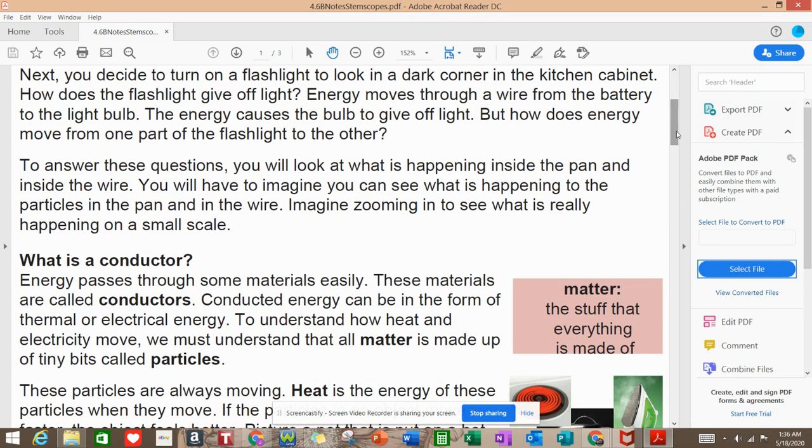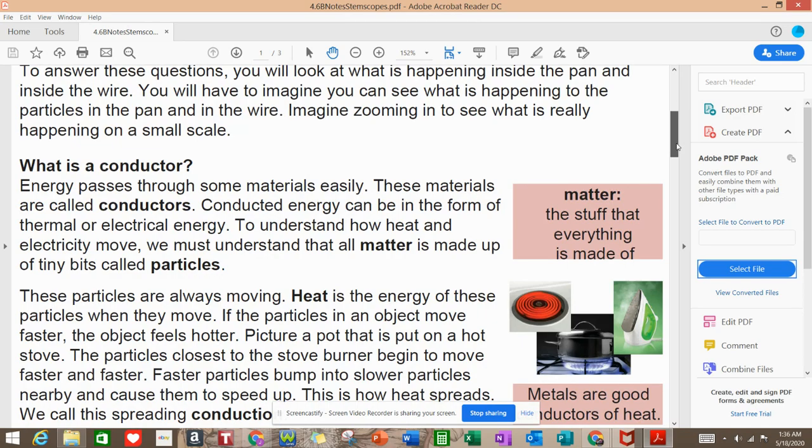Next, you decide to turn on a flashlight to look in a dark corner in the kitchen cabinet. How does the flashlight give off light? Energy moves through a wire from the battery to the light bulb. The energy causes the bulb to give off light. But how does energy move from one part of the flashlight to the other?